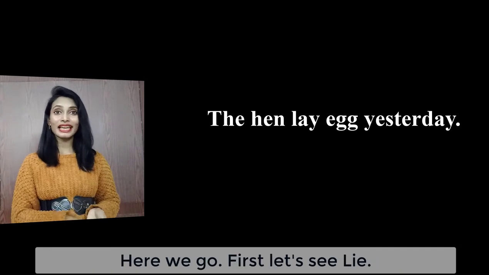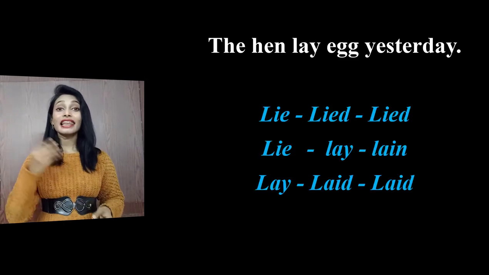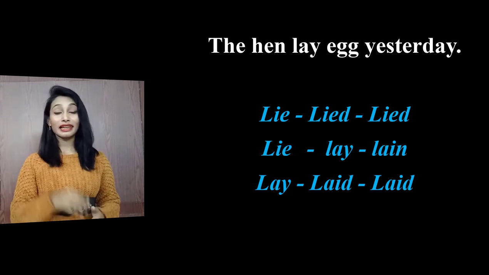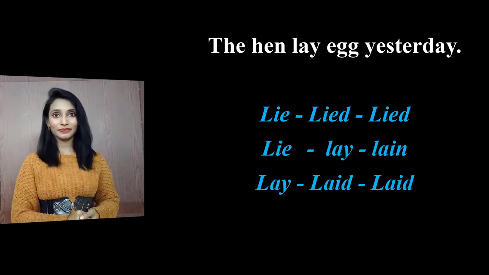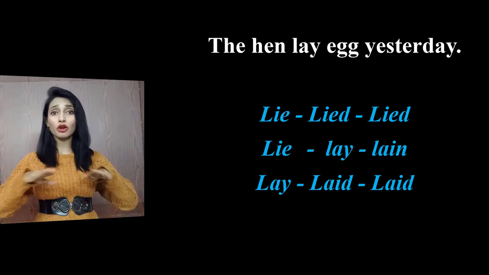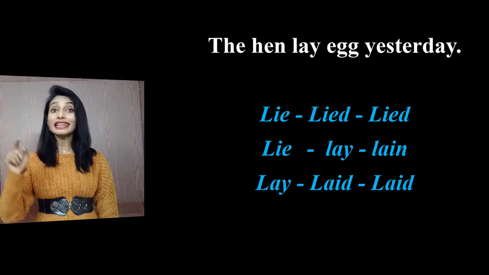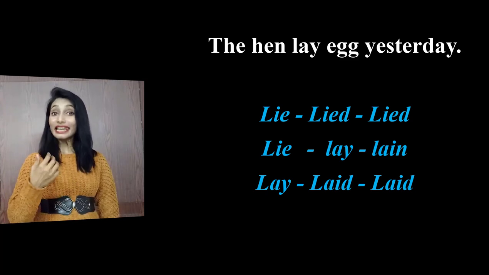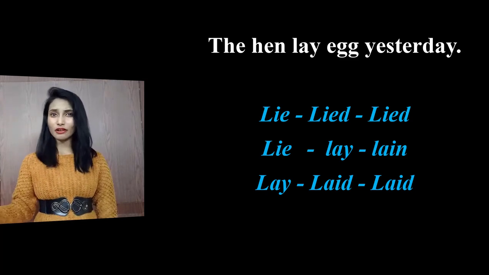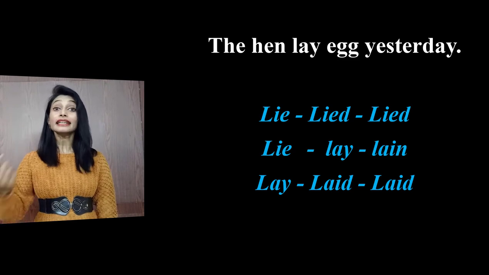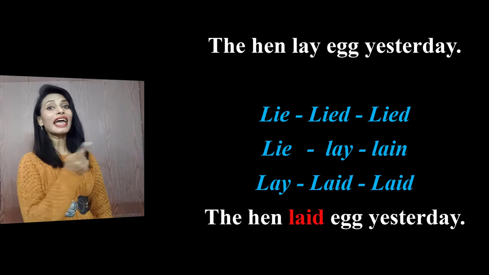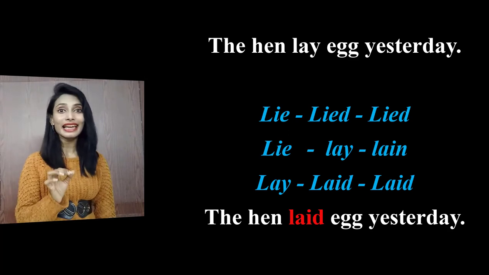Here we go. First, let's see lie. Lie, lied, lied: telling false statements. Next, lie, placing the body horizontally: lie, lay, lain. And lay, producing eggs: lay, laid, laid. So the correct sentence is, the hen laid an egg yesterday.